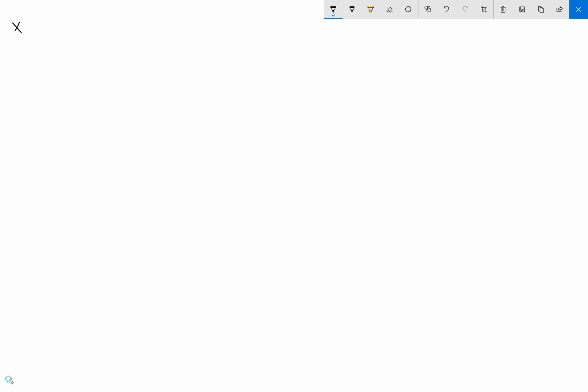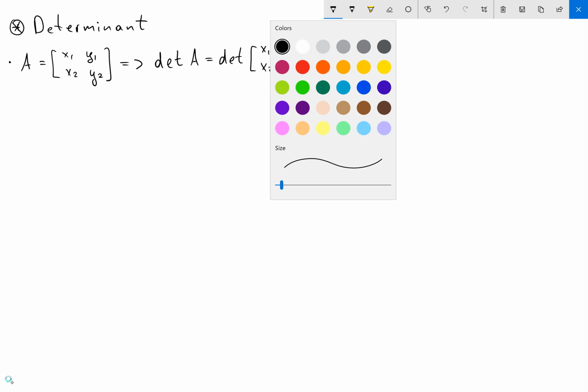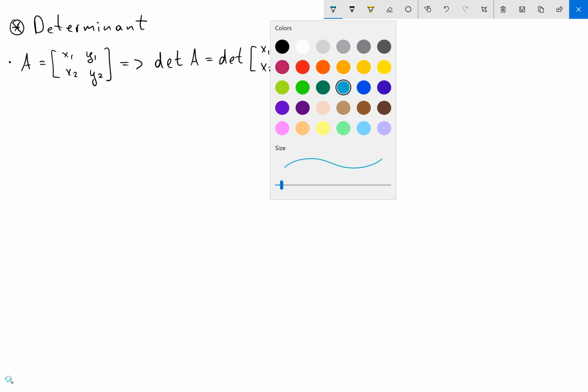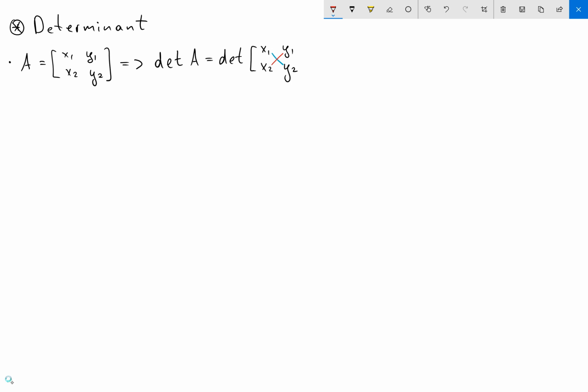Hello guys, in this video I want to discuss the concept of determinant. We know if we're given a matrix A with elements 2 by 2, then the determinant of this matrix is the following expression. You take the product of the elements on the main diagonal and subtract the product of the elements on the other diagonal. So you will get the result.